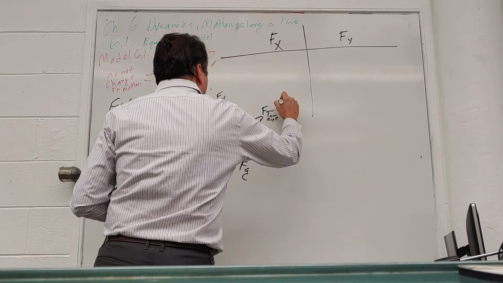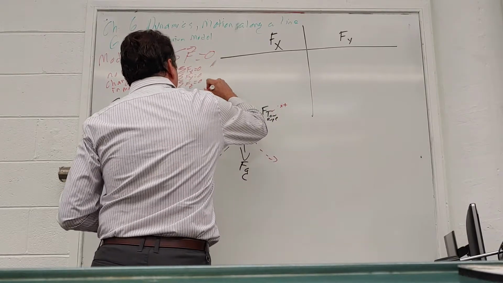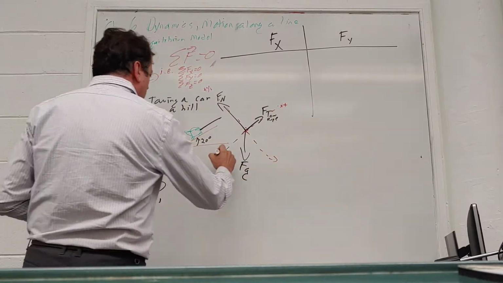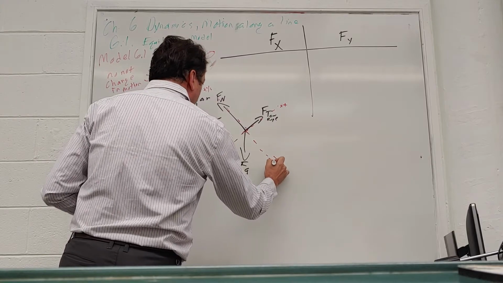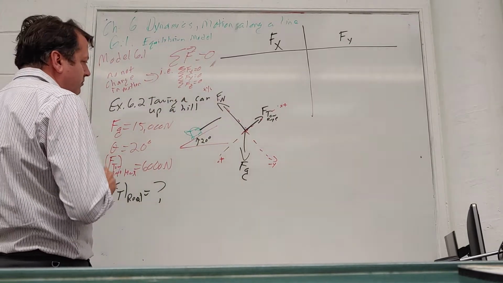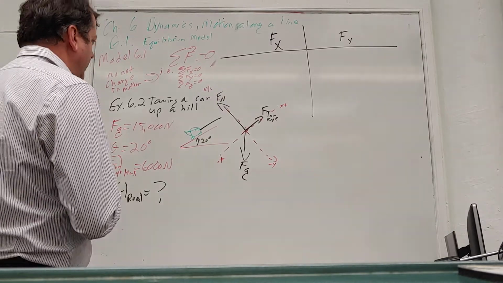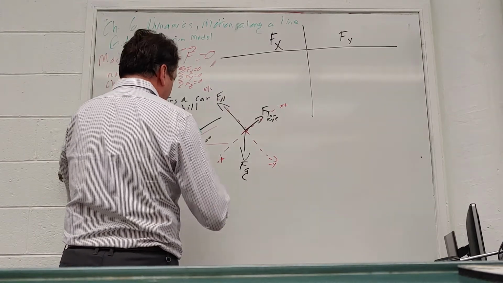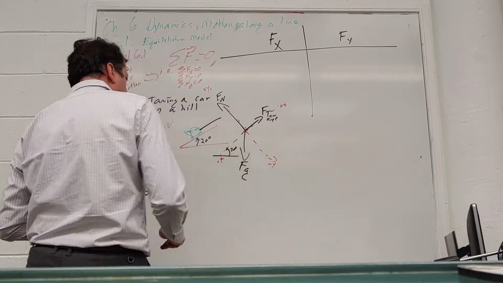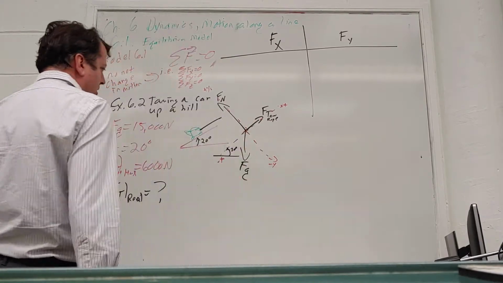So let's call this positive X. We'll call that positive Y. Of course, that's negative X and negative Y in that direction. I'll put them in there just for completeness. Okay. Now, this angle here is 20 degrees. Somebody label this angle.